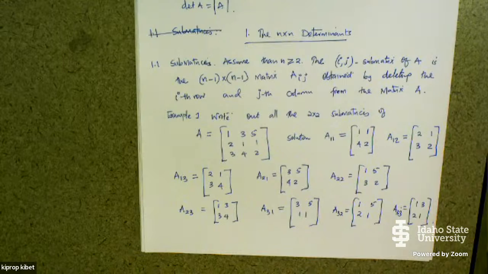Okay, now looking at this, we will see how we get a determinant. So to get a determinant of a 2 by 2, we just do subtract.